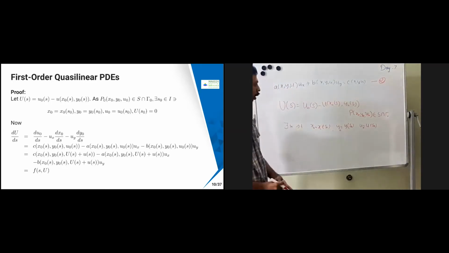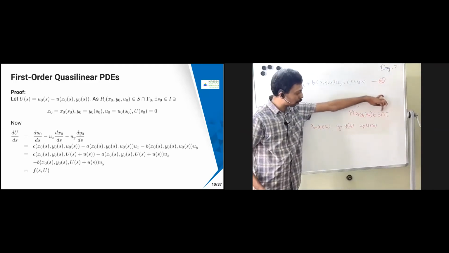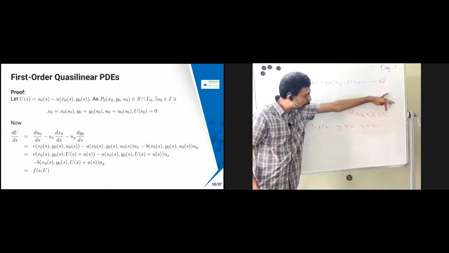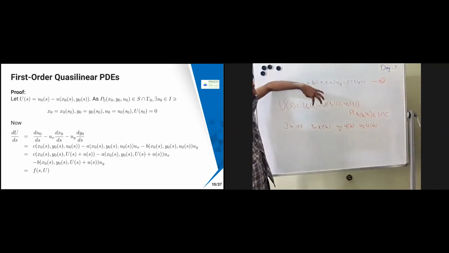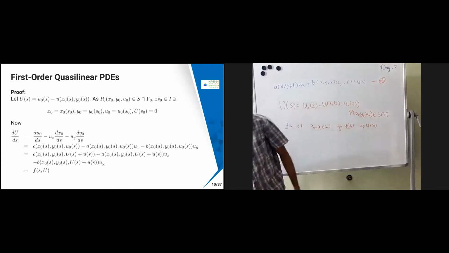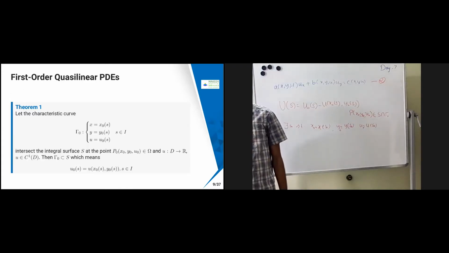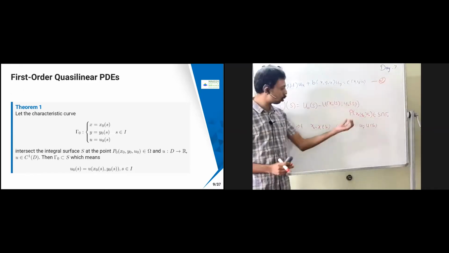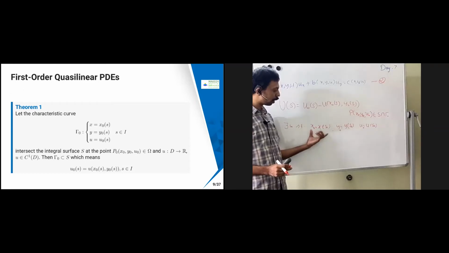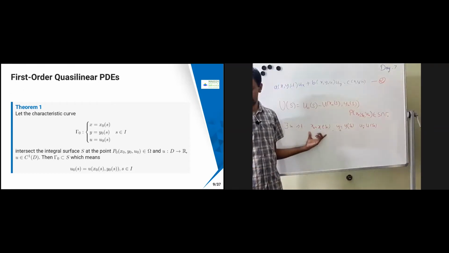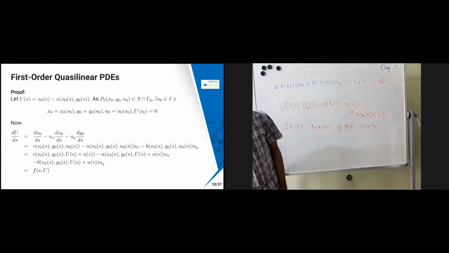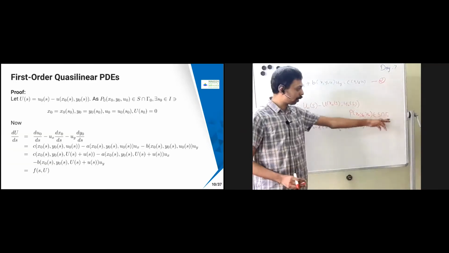Why is it so? It is belonging to both S as well as gamma naught. Since it is in gamma naught, the given condition is x equal to x naught of s. Therefore there will be some s naught satisfying x naught equal to x of s naught. So it belongs to gamma naught as well as S, and both conditions are satisfied.